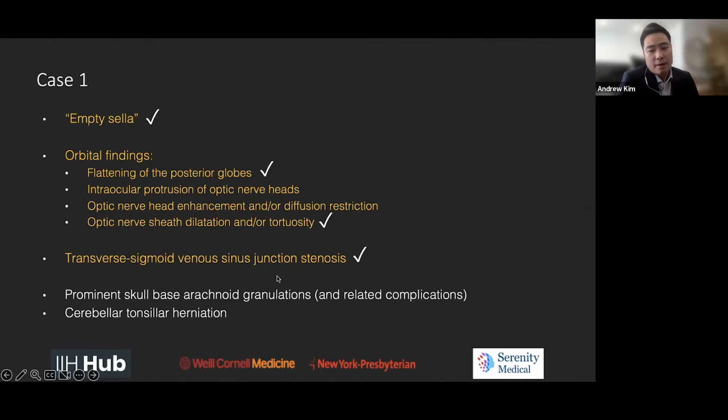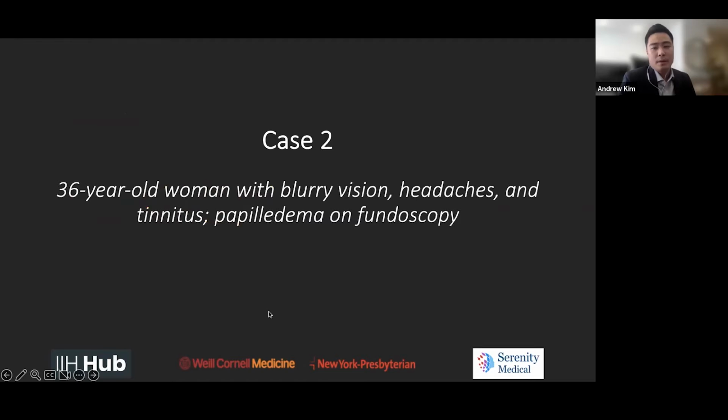So just in summary, for this patient, we saw an empty sella, flattening of the posterior globes, optic nerve sheath dilatation distally, as well as the transverse sigmoid sinus junction stenosis. Right. So again, we may not see all of the possible findings that you can see in IIH, but many times you'll see some sort of combination, with, again, just to reiterate, the ones in orange being the ones that you're specifically looking for, as those will be the ones that would be most frequently seen.